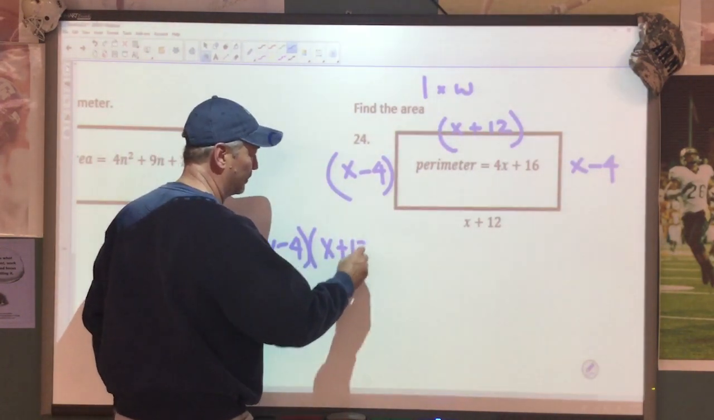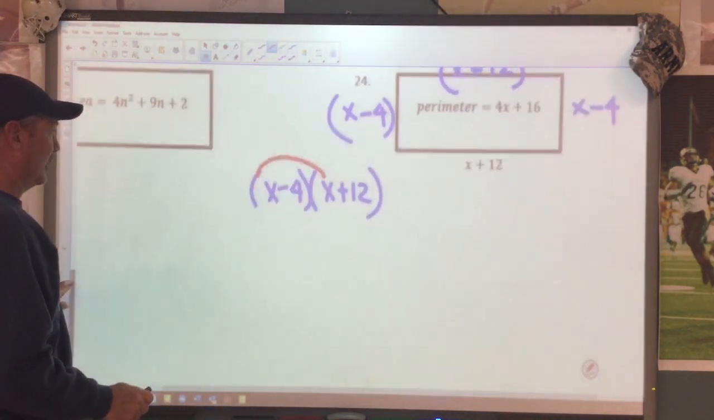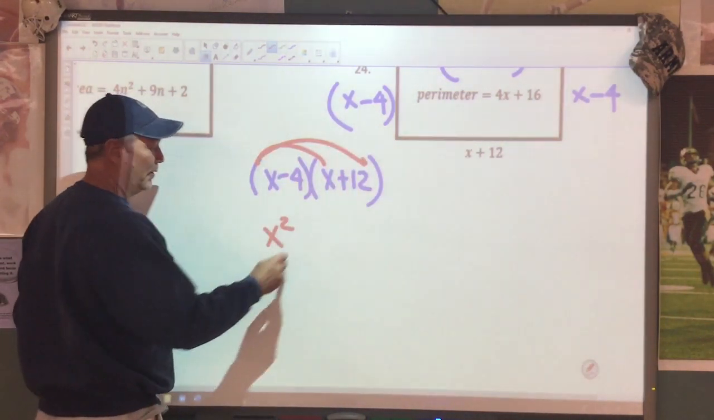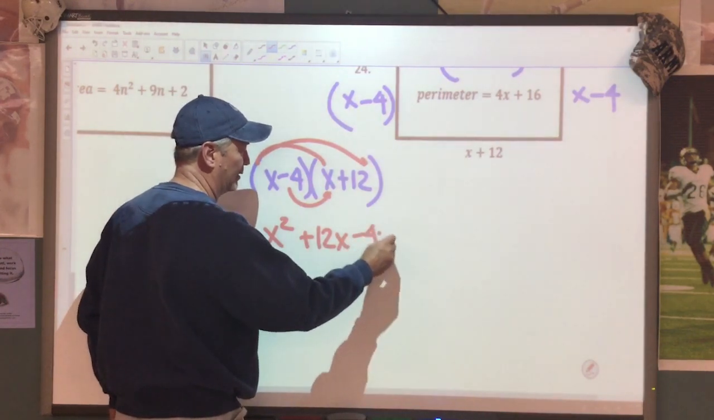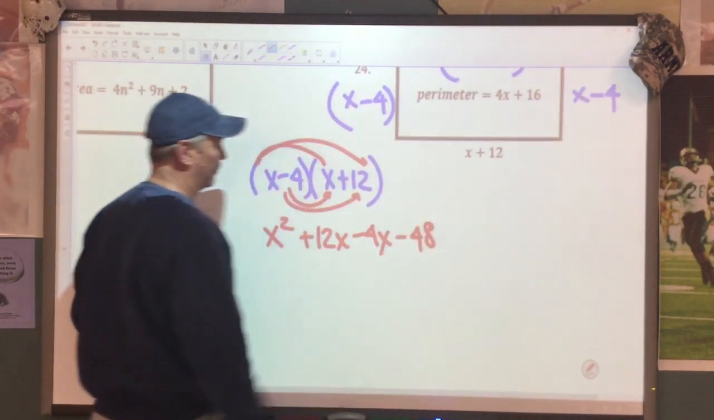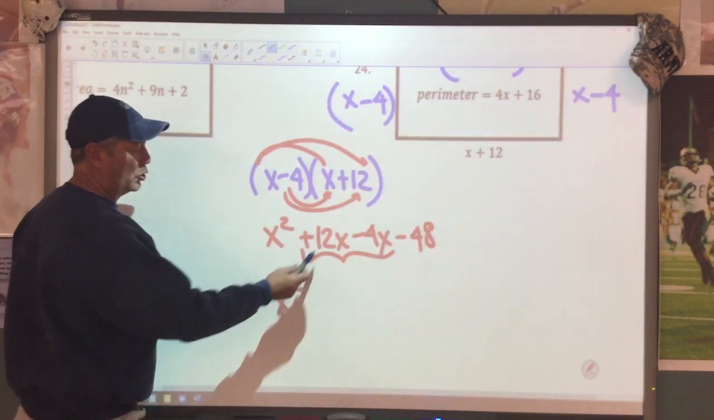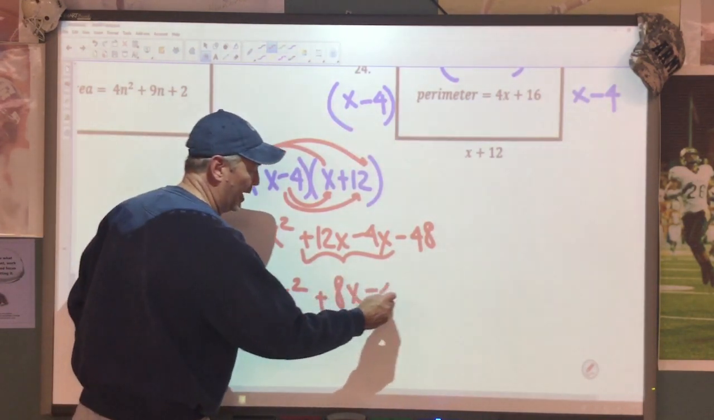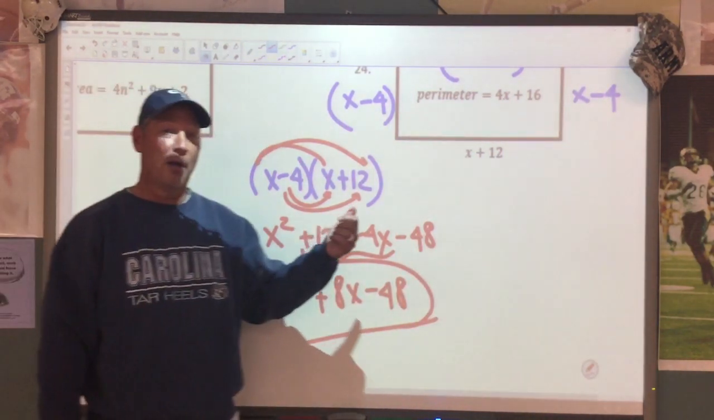x plus 12. You multiply and say x times x. Let me move this up a little bit. x times x is x squared. x times 12 is 12x. Negative 4 times x is a negative 4x. Negative 4 times 12 is a minus 48. We combine like terms in the middle, and we get x squared, 12x minus 4x is a positive 8x, minus 48. There is your area.